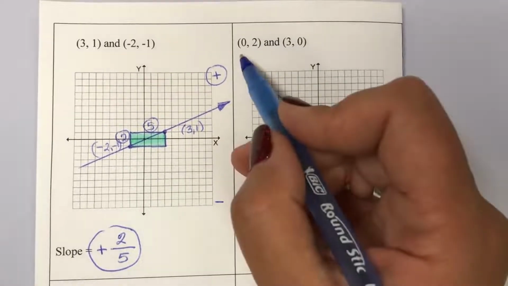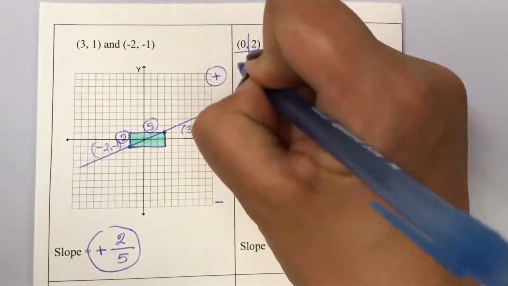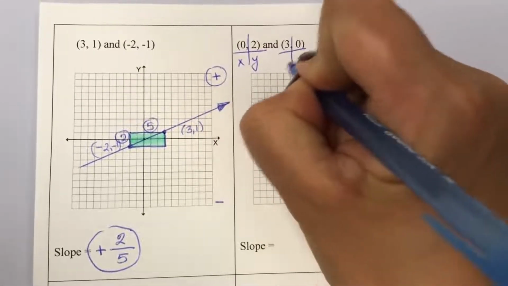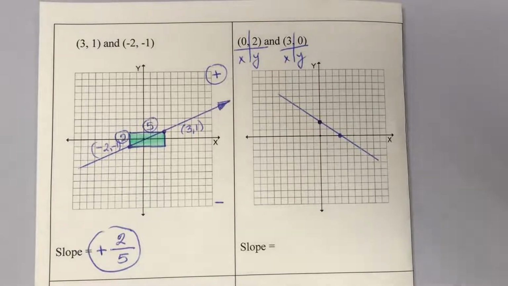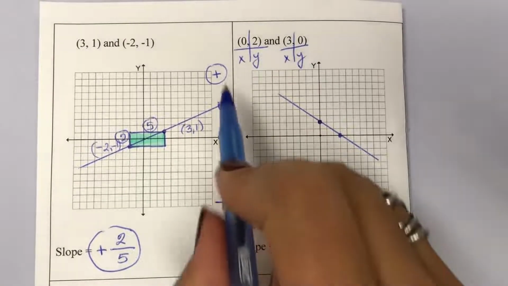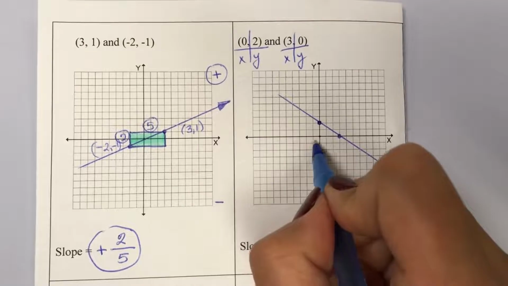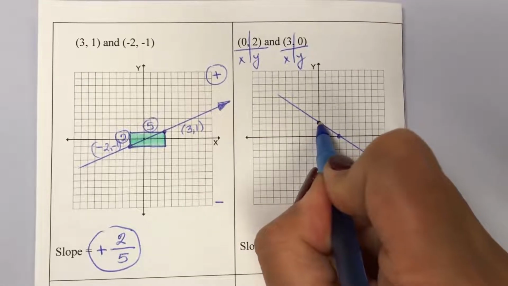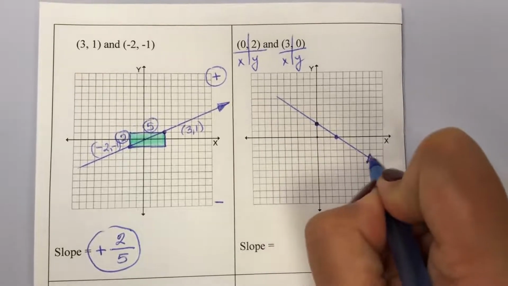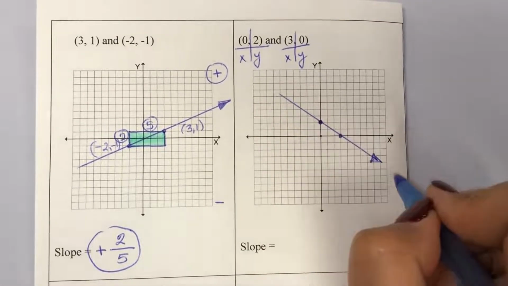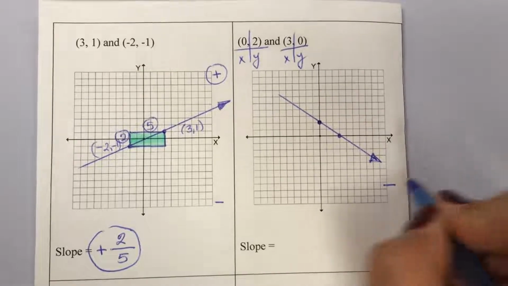Next 2 points, (0, 2). Remember, in order to plot them correctly, we don't want to mix up (0, 2) versus (2, 0). It's x, y, so x is 0, y is 2, (0, 2), ordered pair, and then (3, 0). By connecting the 2 points, we see a downward tilt, downward to the right.